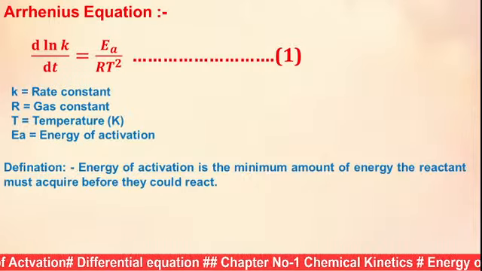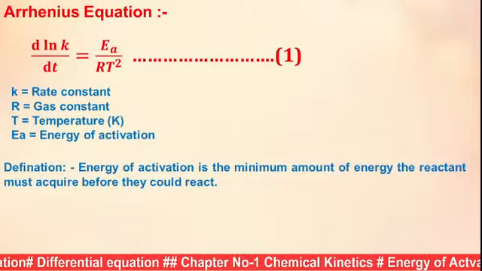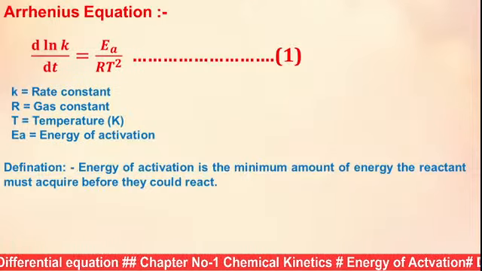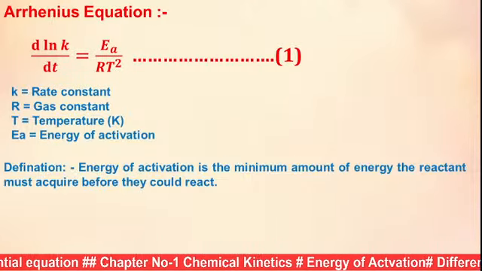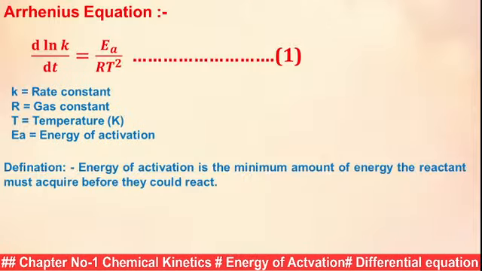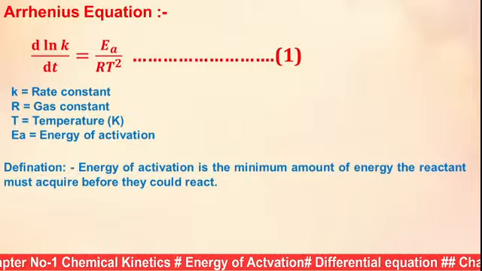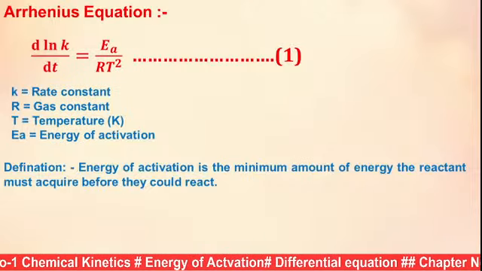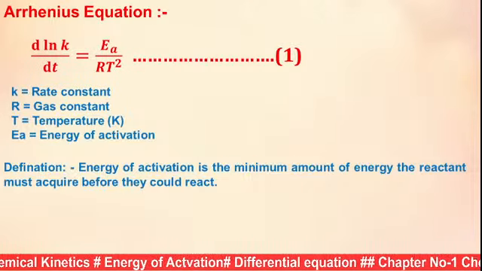Okay, so this is nothing but the van 't Hoff isochore. And now we will start with the Arrhenius equation. See, this is the Arrhenius equation for energy of activation: d ln k by dT equals Ea by RT squared.